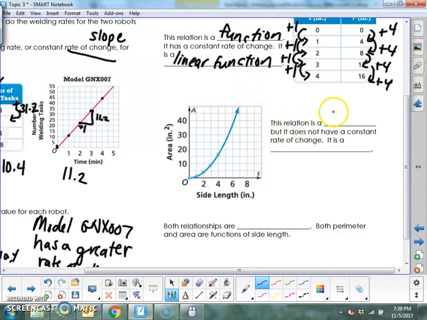This relation is a function also because it passes the vertical line test. There are no points on here where there are 2 y values for any of my x values, but it doesn't have a constant rate of change. It's not growing by the same amount each time. It's getting more and more spread out, higher and higher. The farther you go on your x's, the more the area increases. So because of that, it's considered a nonlinear function.